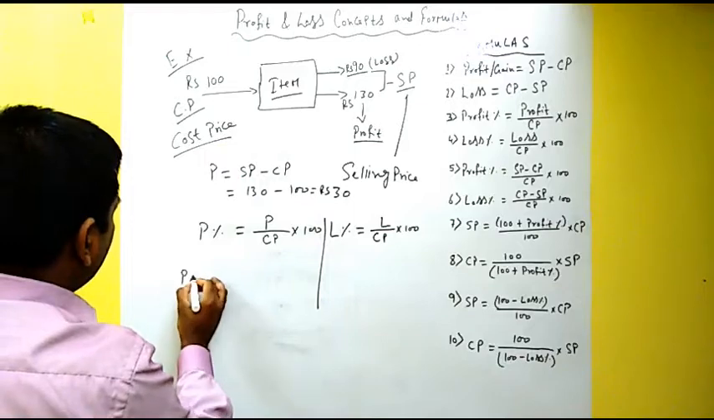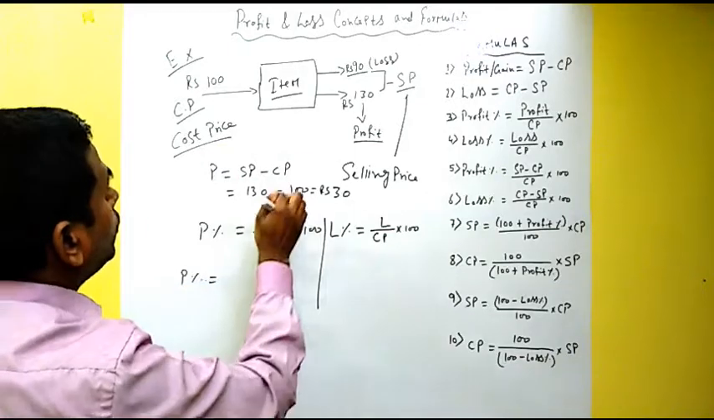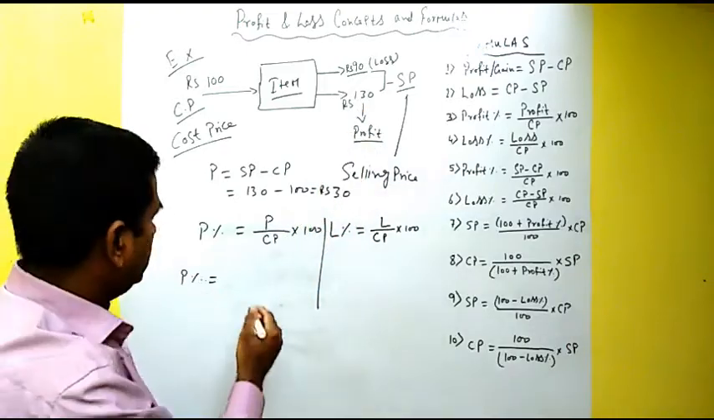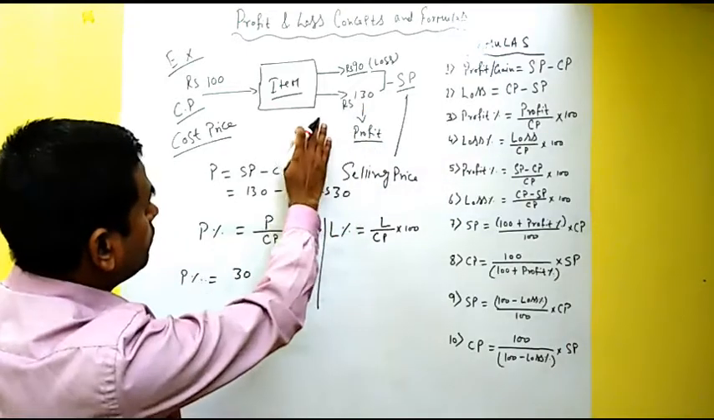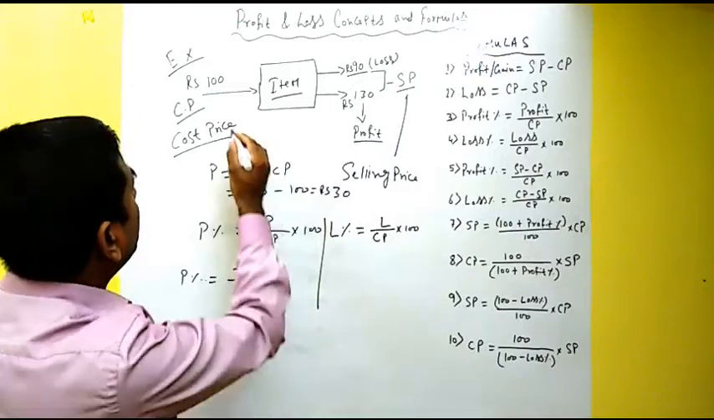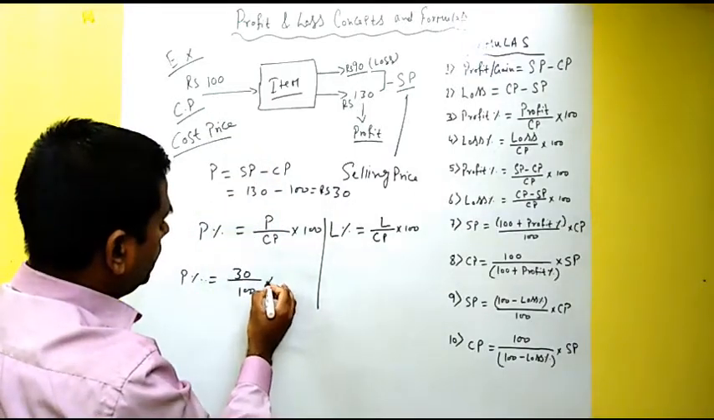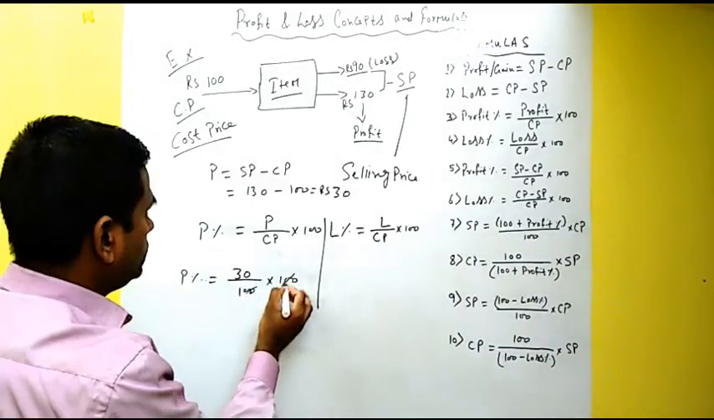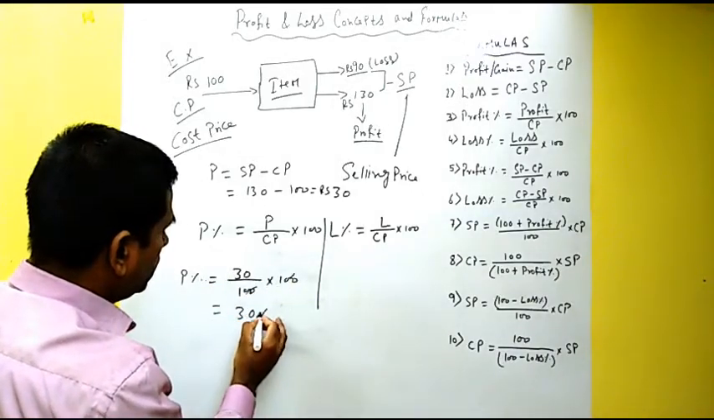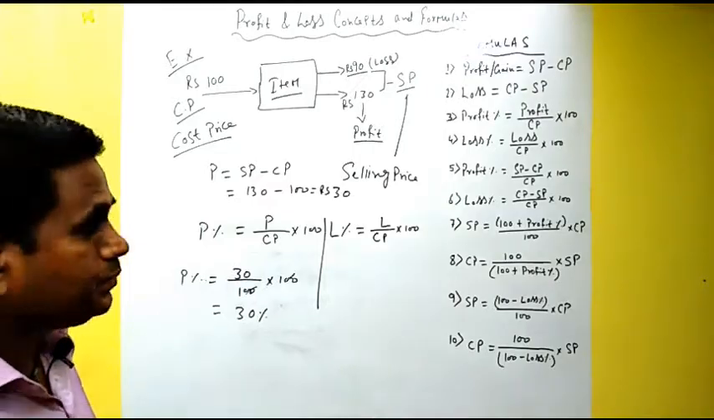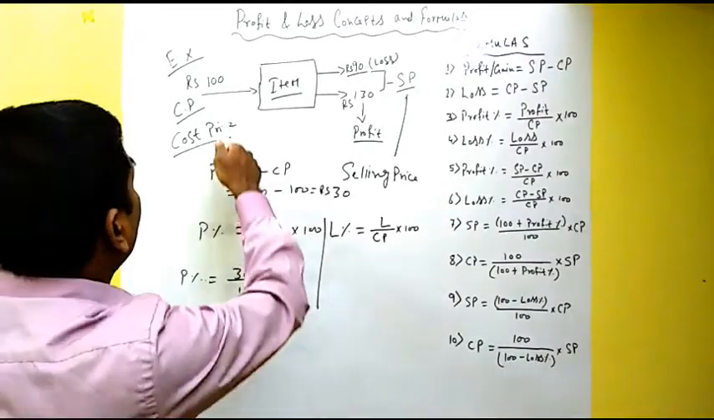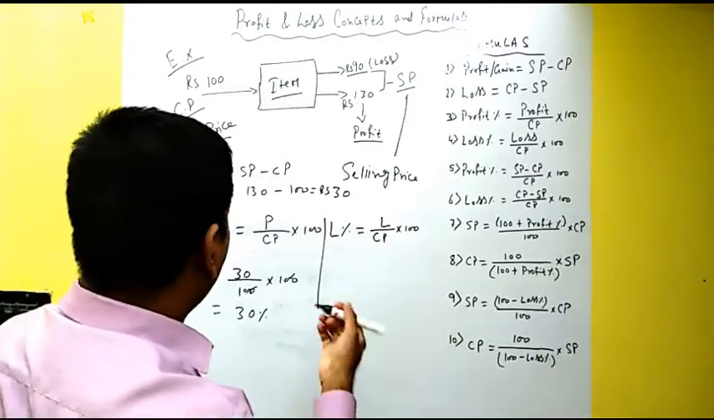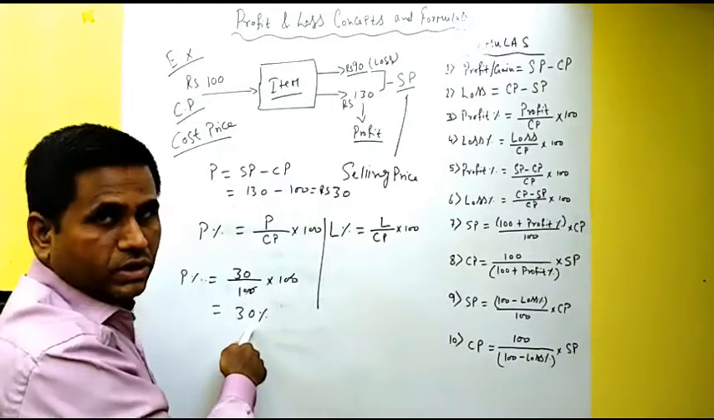So profit percent is equal to, so we know here we are making a profit of rupees 30 in this example. So 30 rupees profit over cost price 100, multiplied with 100. Since here cost price is 100, this gets cancelled and we get 30% as the profit percent. So when cost price is 100, profit and profit percent are both the same. If it is not 100, then the value will differ.